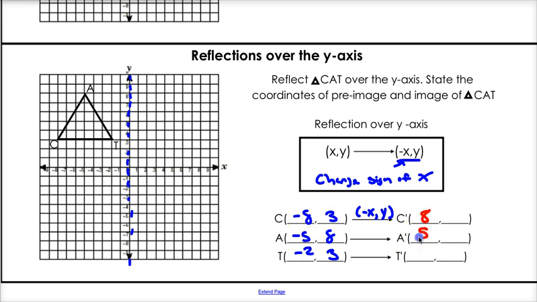-5 becomes +5. And -2 becomes +2. And are we going to change the y? No. Y stays the same. So it's still 3, 8, and 3. So let's draw our new points.